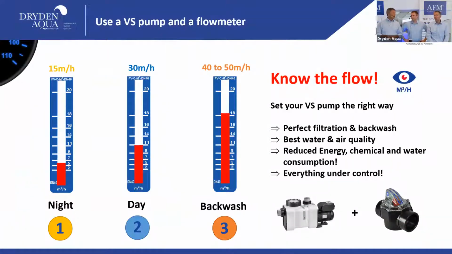And you control everything with this flow meter. So this again is how you do it. Go on 50 meters or 20 meters in nighttime. Go on 30 meters or 25 or 35 during daytime. That is the main message. And then backwash again, you need the 40 to 50, especially if you don't have a sight glass. This is a must, you need it. And please use variable speed pumps.